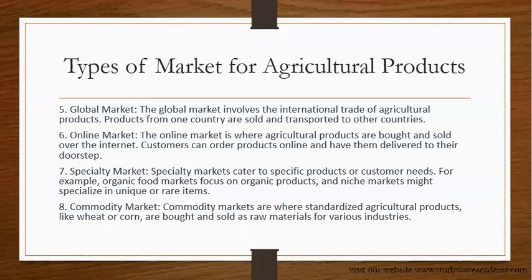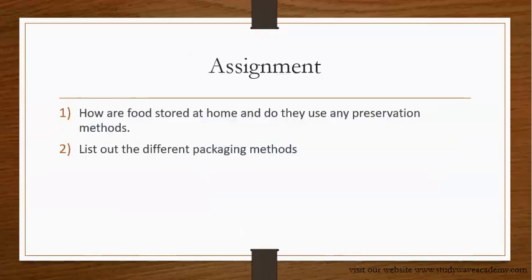Commodity markets. Commodity markets are where standardized agricultural products like wheat or corn are bought and sold as raw material for various industries. So these are types of market for agricultural products. Okay? Good. So we learned about product packaging and marketing today, right? So we are going to do our assignment. I'm sure we'll be able to do it because we learned about them today, right? Good. Okay.